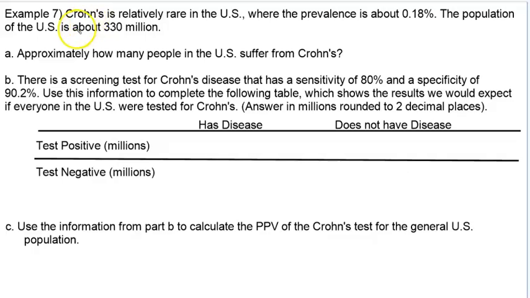All right, here's another example. You'll do a couple of problems like this in your assignment. Crohn's is relatively rare in the US. The prevalence is about 0.18%. The population of the US is about 330 million. So letter A, how many people in the US, according to these statistics, suffer from Crohn's? So we're going to take the 330 million and we'll multiply by that percentage, which would be 0.0018 as a decimal. And that should be in millions, about 0.59 million.